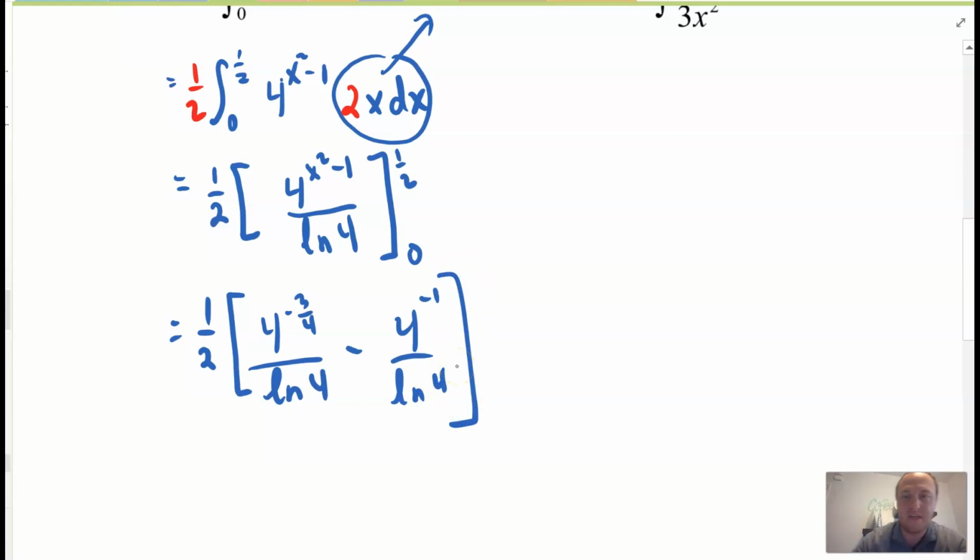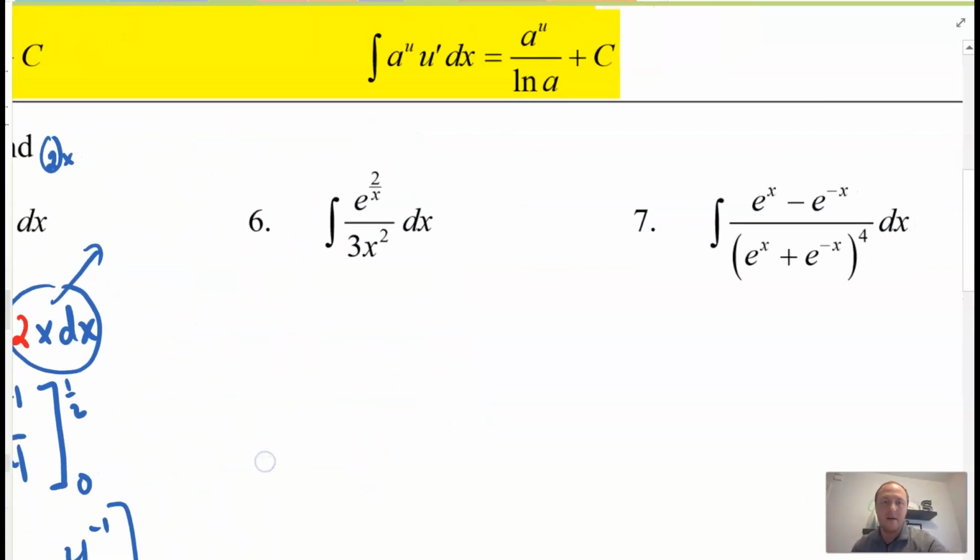And there's your answer, okay? You don't have to simplify. That's it. All right, there's the first example. The next example, notice now we're dealing with base e.